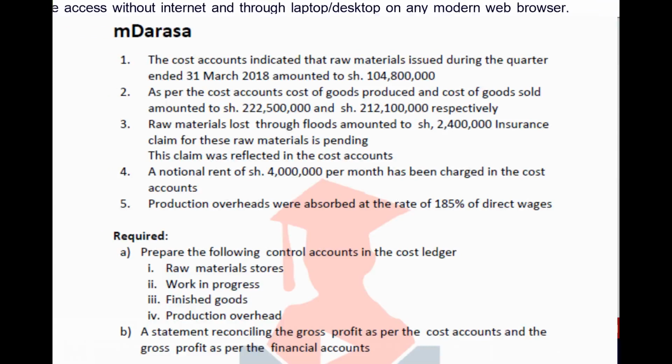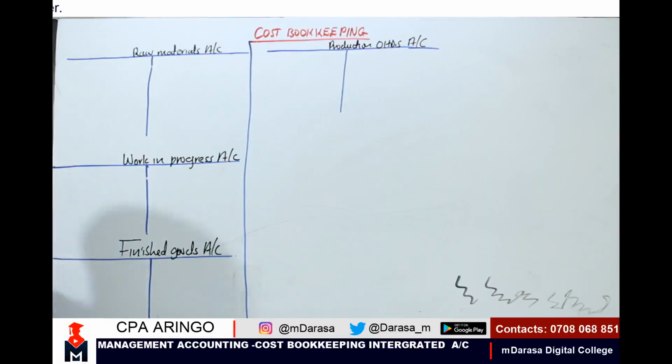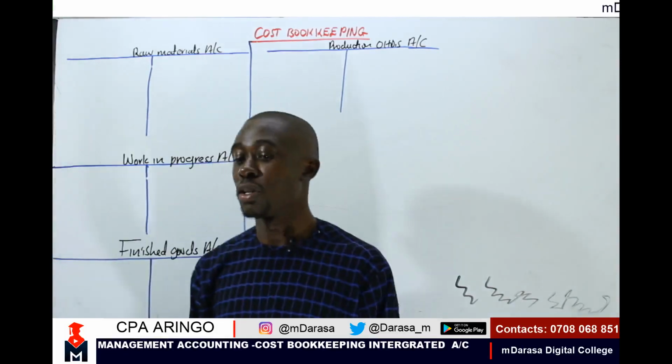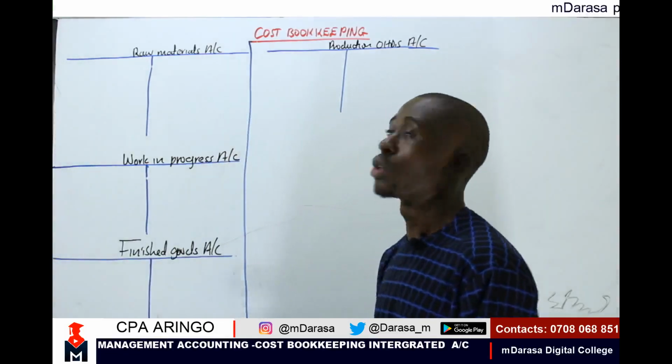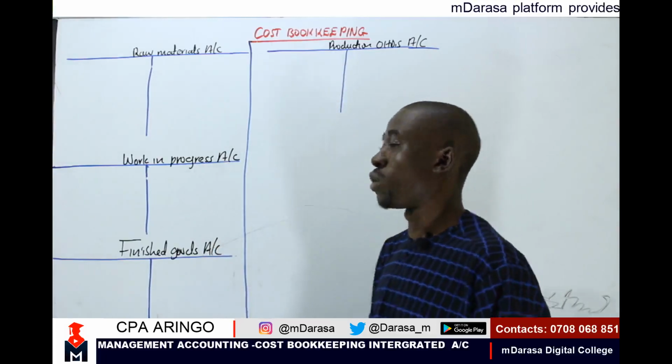So finished goods account. And the last one, we are told to prepare production overheads account. So I'm having production overheads account. So these are the accounts that you are told to prepare. Talk of raw materials account, work in progress, finished goods, and production overheads account.